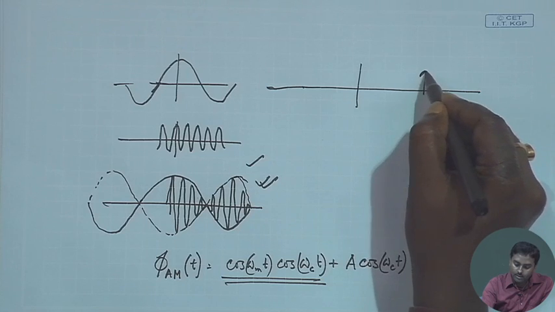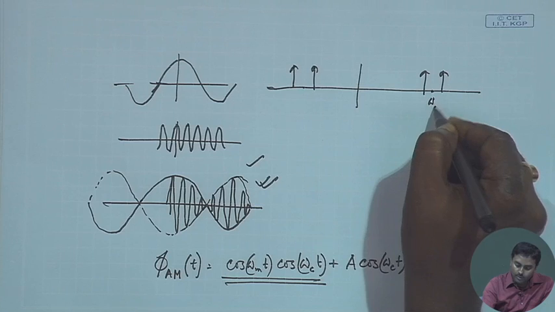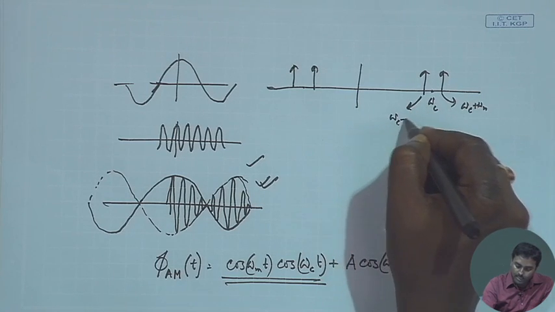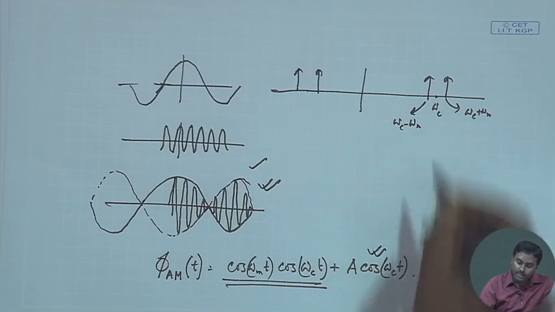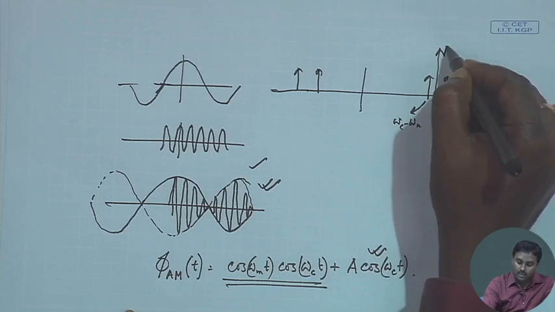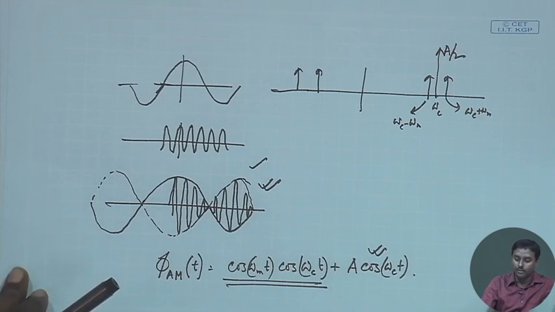So, that should be 2 cosinusoidal, this should be omega c. So, this must be omega c plus omega m, and this must be omega c minus omega m, and due to the presence of carrier, there must be a by 2 strength carrier at omega c. So, we can see that whenever we have the carrier, there should be a delta function representing this carrier at omega c and minus omega c, of course, because it must be even symmetric.